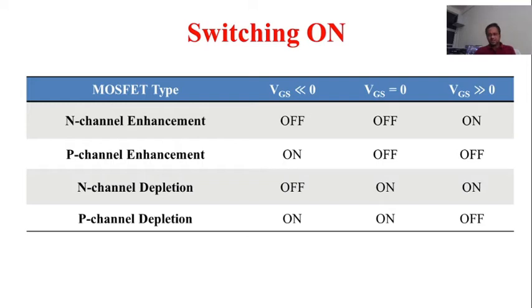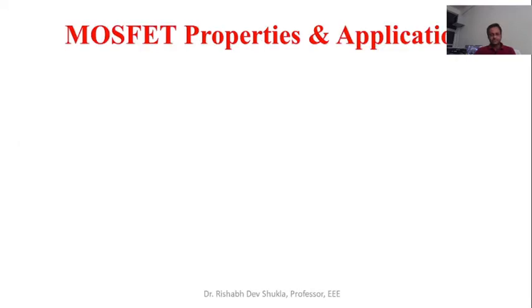There is another category: when VGS is greater than 0, then the enhancement type N-channel and depletion type N-channel MOSFETs are on. On the other hand, when VGS is greater than 0, our P-channel enhancement type and P-channel depletion type are off. So that means when we have an N-channel, then our VGS should be greater than 0 to turn it on. And when we have P-channel type devices, then we should have VGS less than 0 to switch on the device.